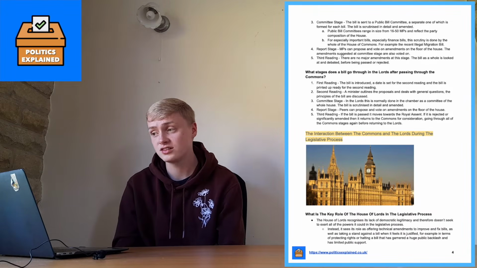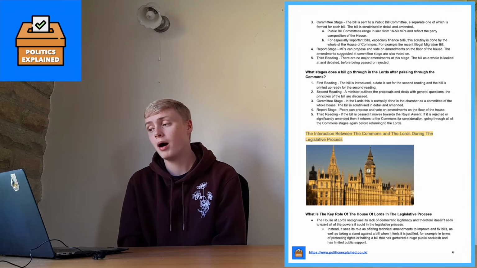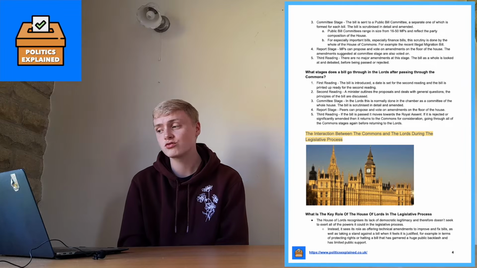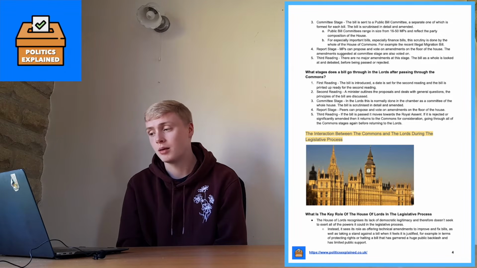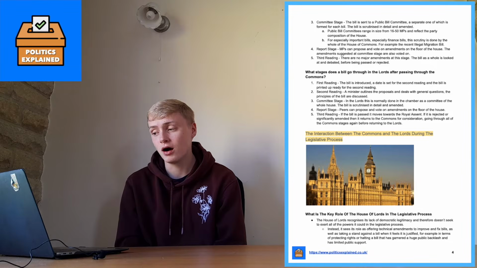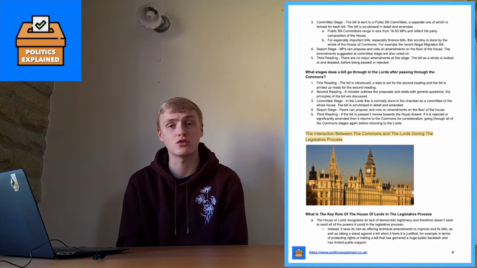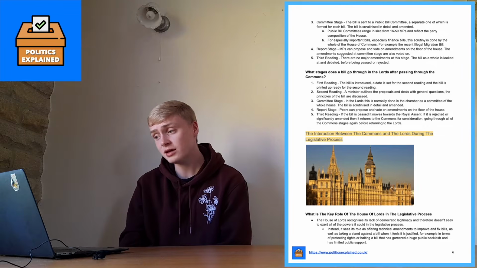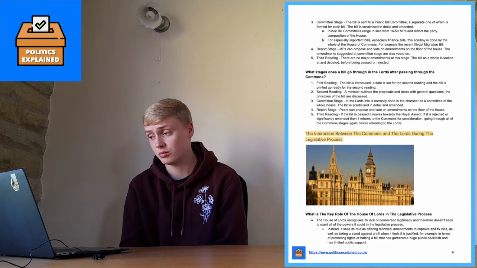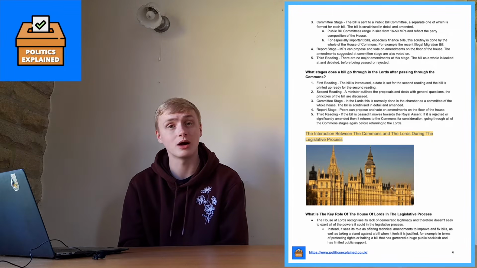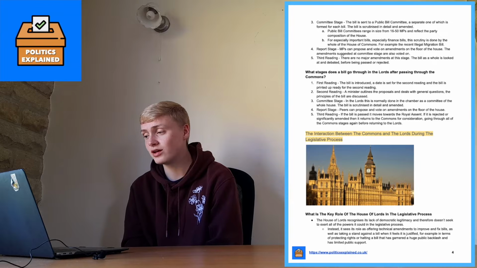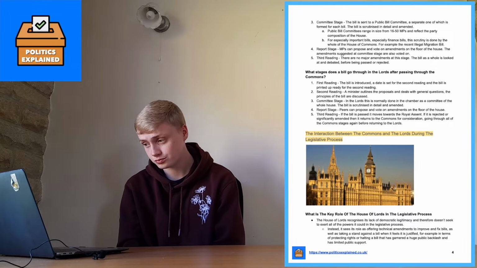This is the third stage, the committee stage, when it's sent to a public bill committee, a separate one of which is formed for each bill. The bill is scrutinised in detail and amended. Public bill committees range in size from 16 to 50 MPs and reflect the party composition of the House, so will have a government majority in them. For especially important bills, especially finance bills, this scrutiny is done by the whole House of Commons, for example, the recent illegal migration bill. Then it goes to a report stage, when MPs can propose and vote on amendments on the floor of the House.